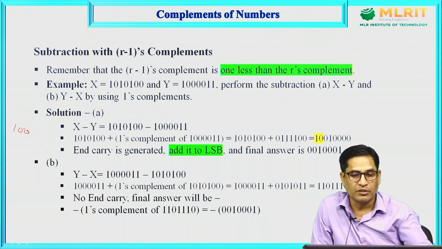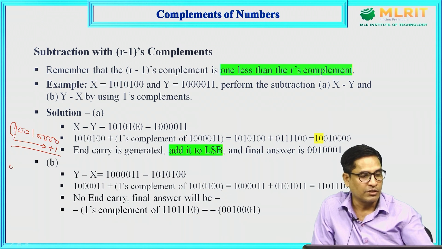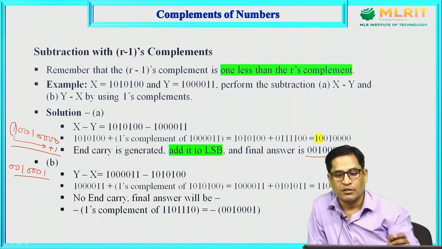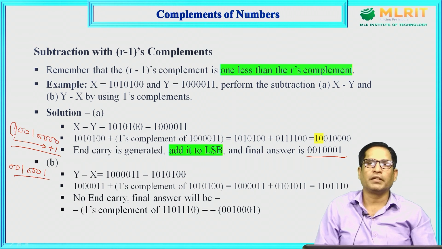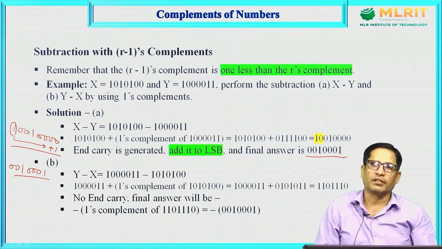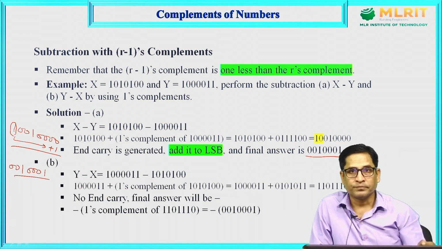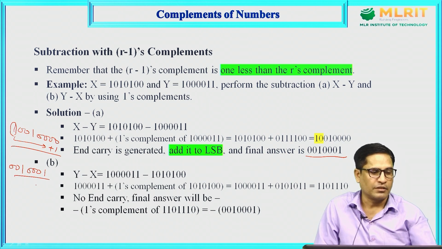How? 1, 00, 1, 4 times 0. So this is the end carry. I am going to make it here as this particular one and add. So 001, 3 times 0 and 1, and this is what we got. Again, make note that in R's complement, whether in 10's or in 2's complement, we simply discard the carry. But since R minus 1's complement is 1 less than the R's complement, we have to add the end carry, if generated, to the LSB of the answer, and this is what we got.